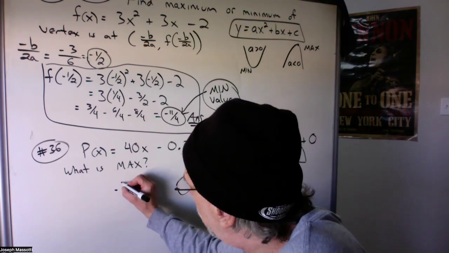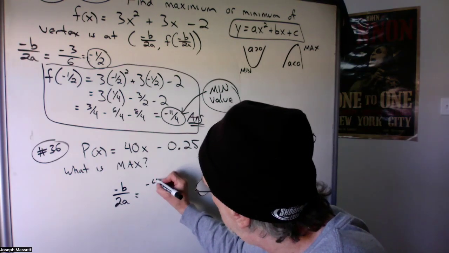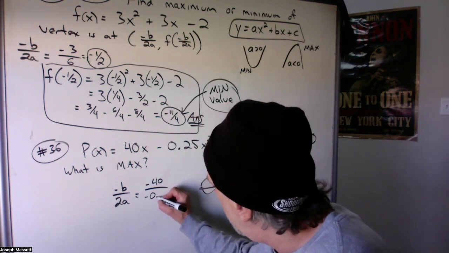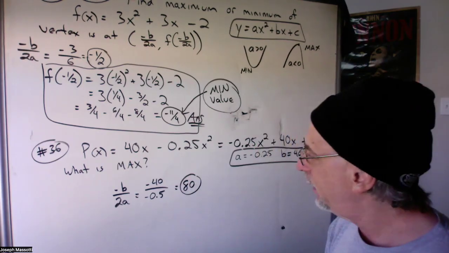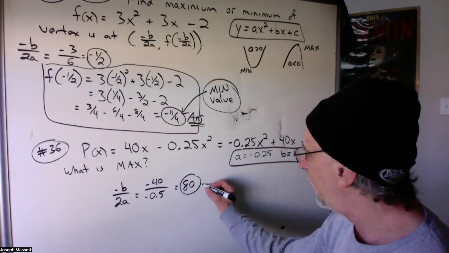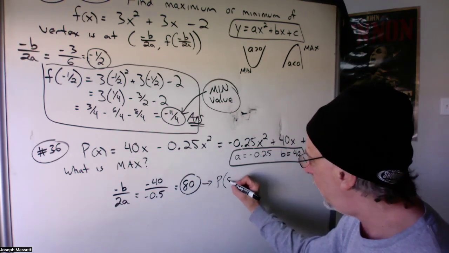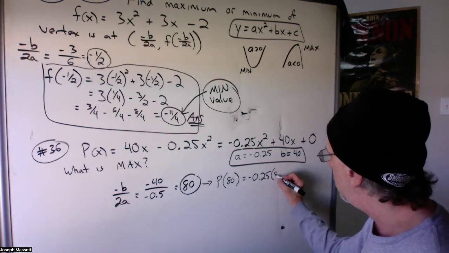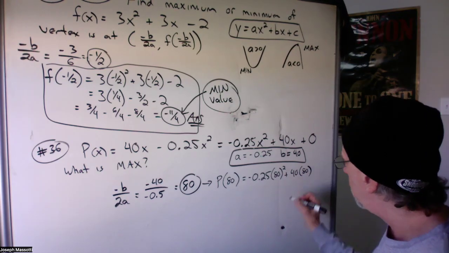So once again, negative b over 2a, so negative 40 over 2 times negative 0.25, so negative 0.5, which is just 1/2. So this is going to be a positive 80. Negative divided by a negative, 40 divided by 1/2 gives us 80. And then we're plugging that into the function. P of 80, we get negative 0.25 times 80 squared plus 40 times 80.